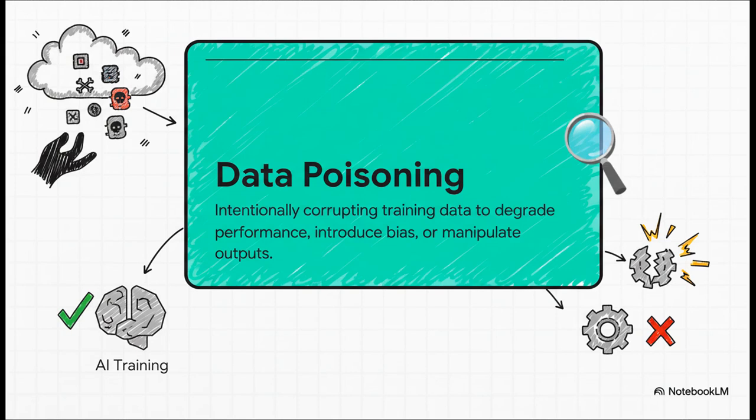So what is it exactly? Well, data poisoning is when someone intentionally feeds a machine learning model bad, corrupted data while it's in its training phase. The goal could be anything from just messing with its performance to introducing a specific bias or, and this is the really insidious part, to manipulate its answers in very specific, targeted ways.